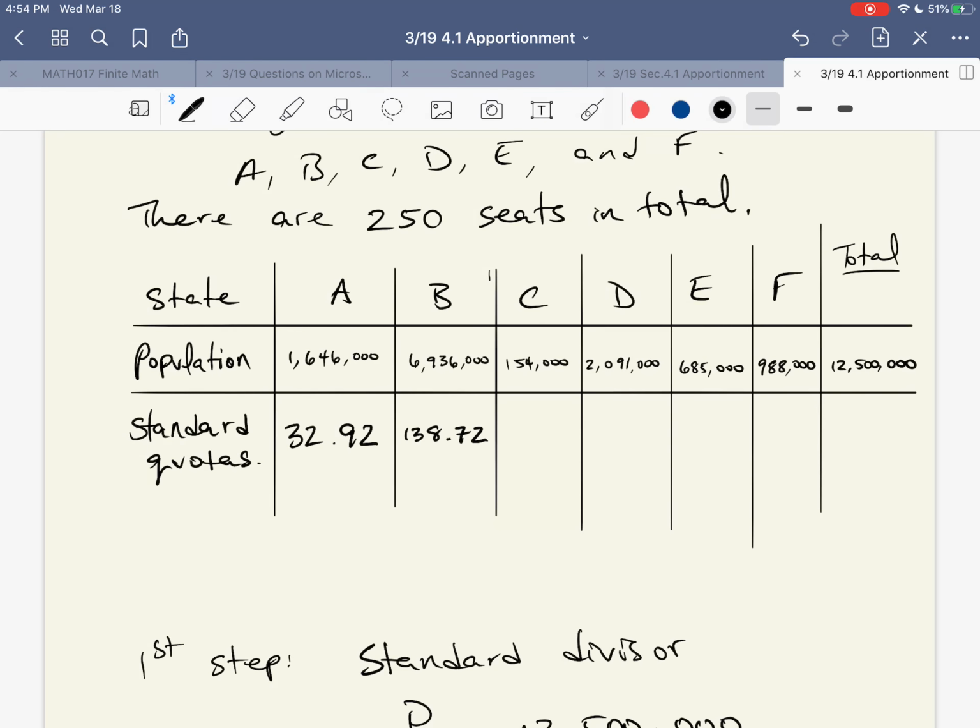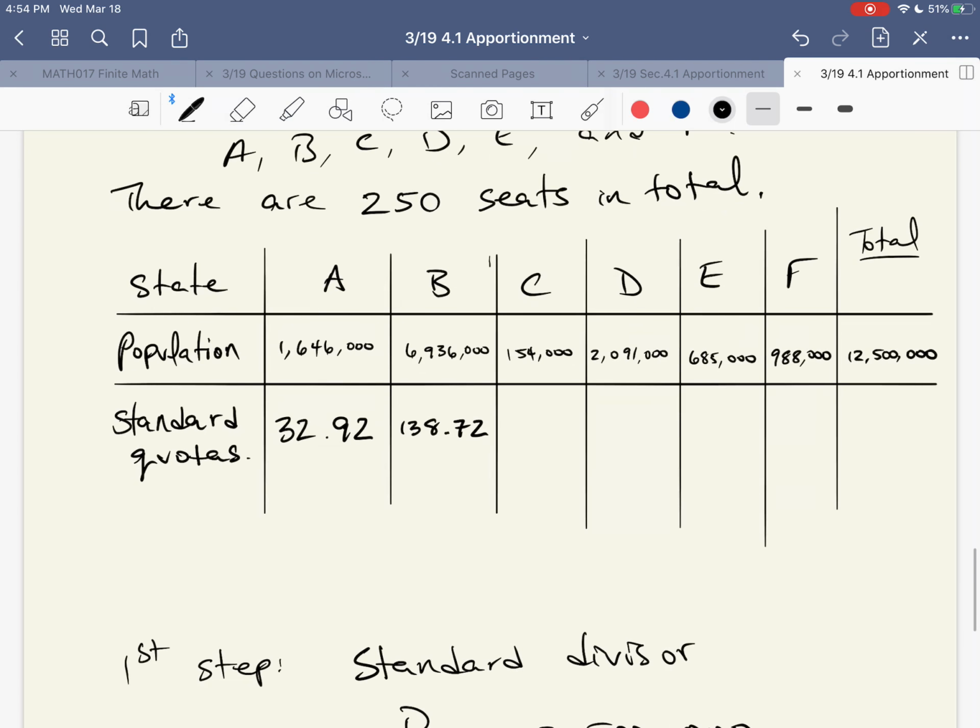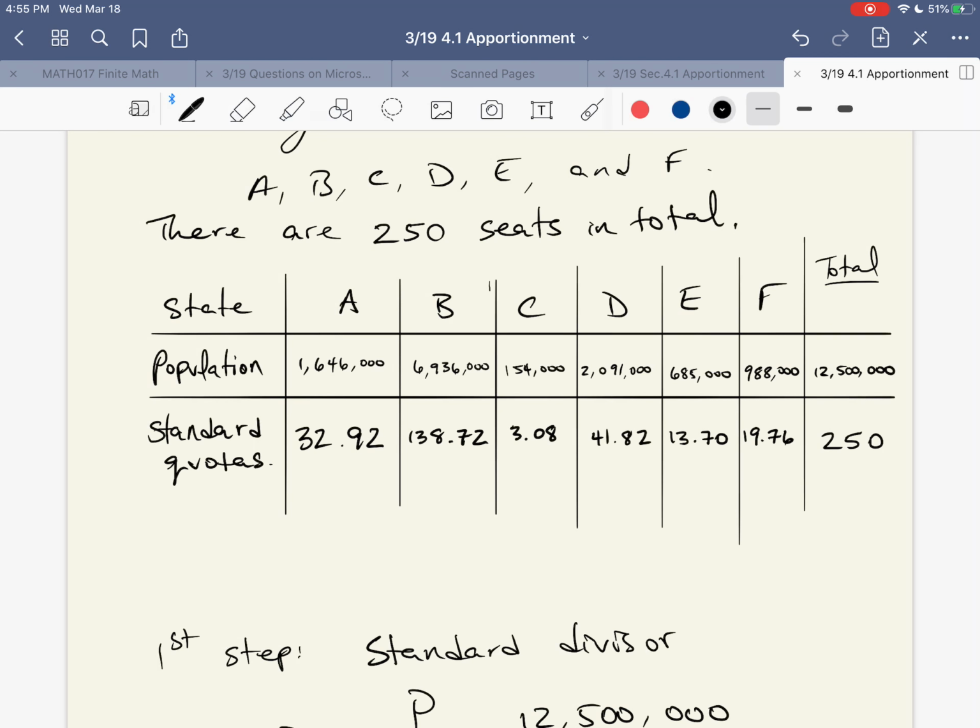And I'll write down the other standard quotas because I have them here in front of me. C came out to 3.08. D came out to 41.82. E came out to 13.70. F came out to 19.76. And so if we sum all of these up, what should we get? Well, beautiful. 250 seats. So good. They all add up.